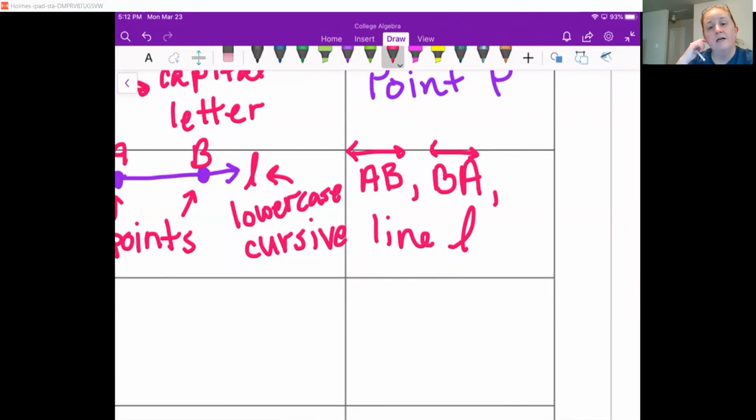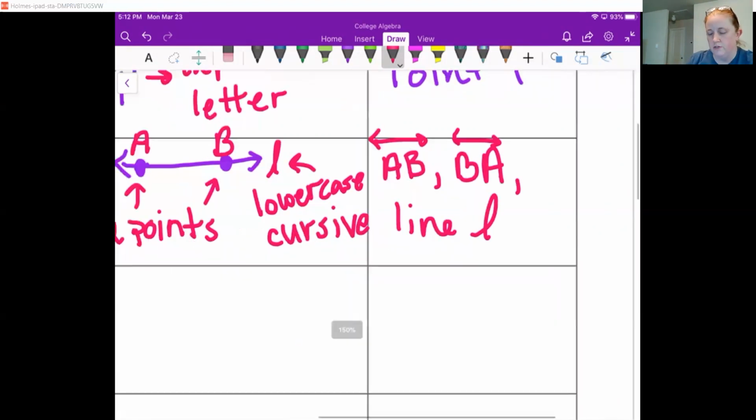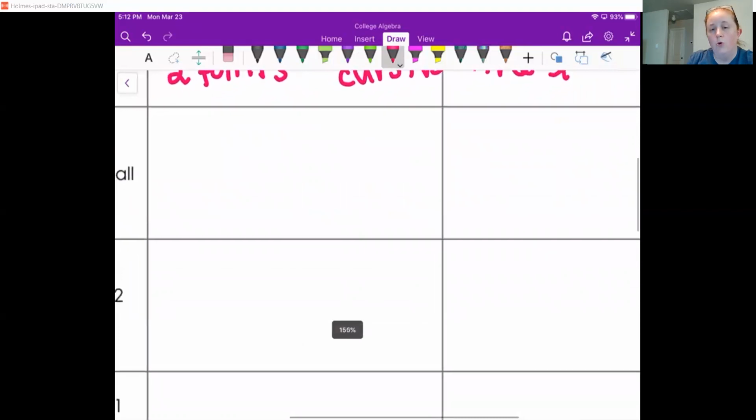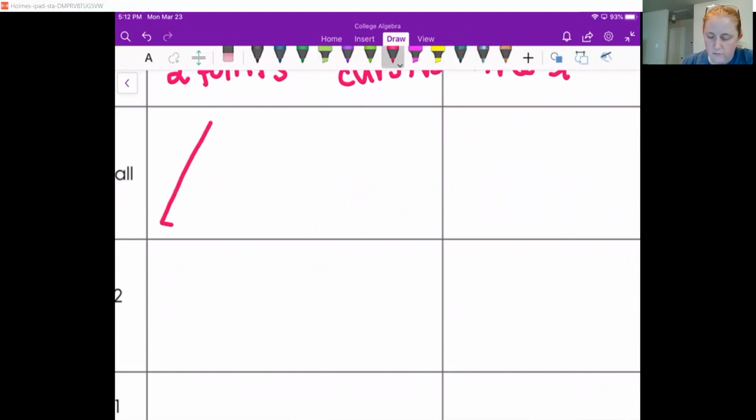All right, our last undefined term is our third one down there, which is called a plane. Now, planes are typically displayed as a certain shape. Sometimes the parallelogram, I've seen it done with a triangle before, but the requirement needed to make a plane is that it is a flat surface.